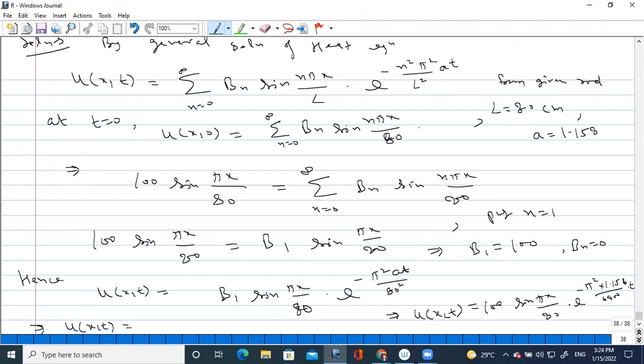It is 0.0017. So this value I am telling, this value, so this will become 100 sine pi x by 80 into e to the power minus 0.001785 t. So this will be your final answer. Okay, note down this.